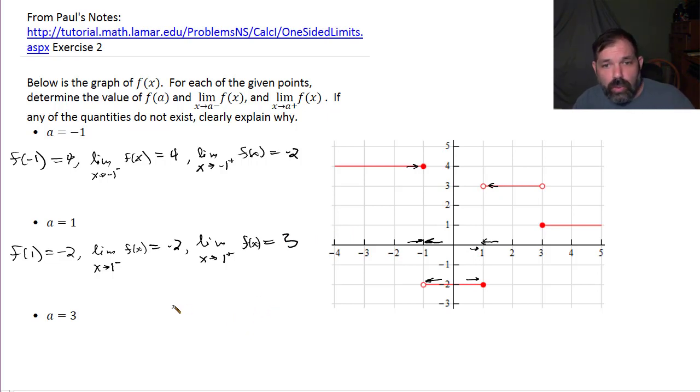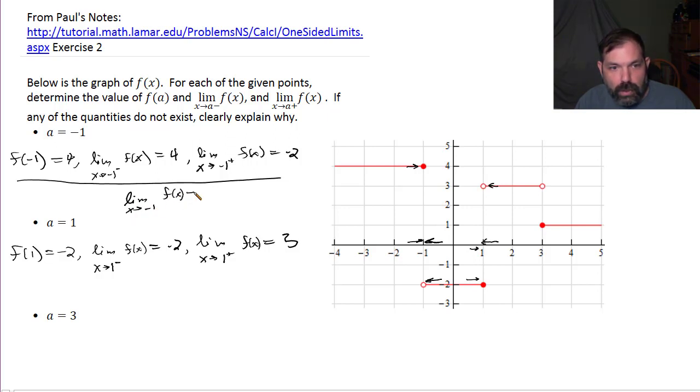And notice in both of these cases, if we were to ask, and it wasn't asked, what's the limit as x approaches negative 1 of f of x, we would have to say that this limit does not exist, since the left limit and the right limit are different. And same with if a is 1.